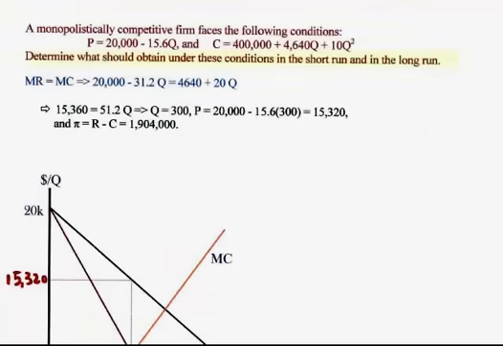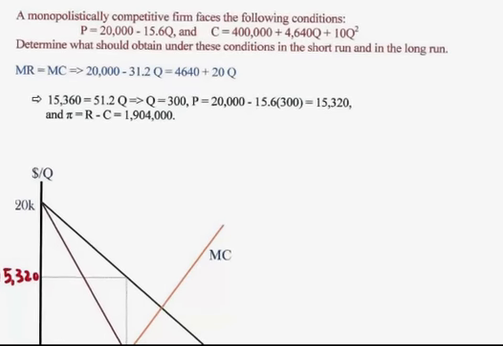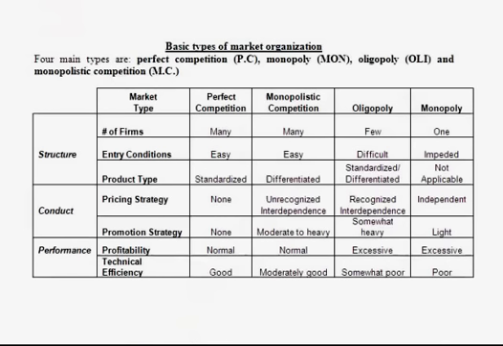Recall the original problem asked us to determine what should obtain in the short run and in the long run. This means that we need to define what is meant by the long run. Notice that our chart here tells us that the performance in the long run would be a normal level of profitability. A normal profit in economics is a fair rate of return, a comparable rate of return to another investment, the next best alternative. So we would expect the economic profit to be zero.